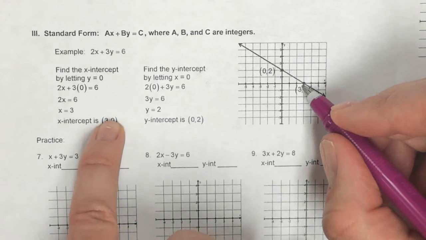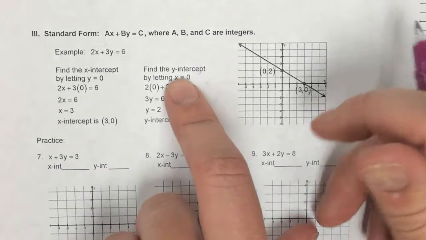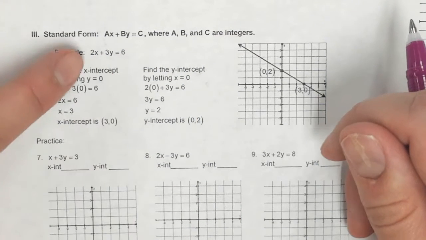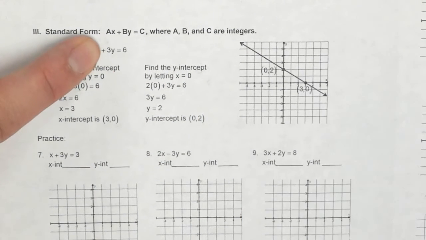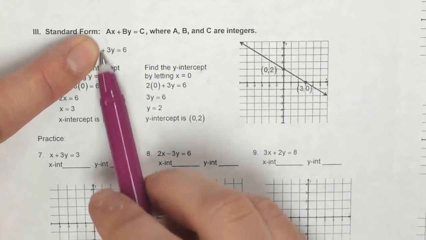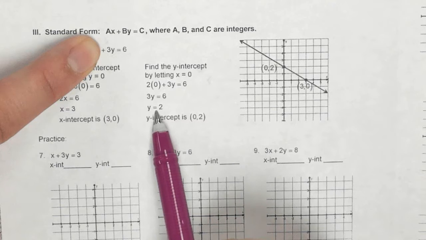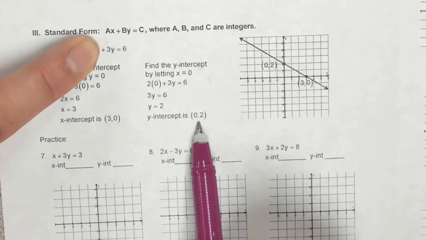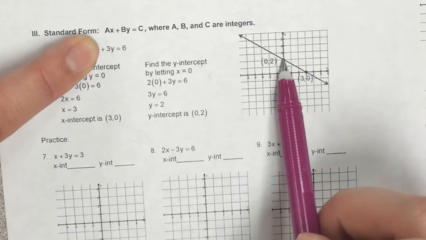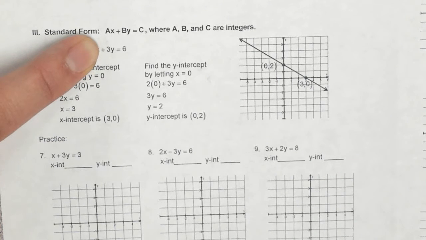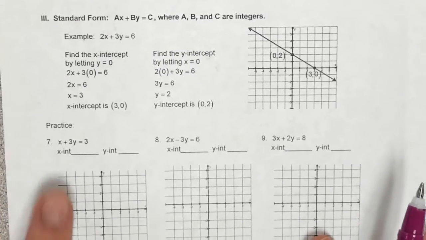And you can do the same for the y-intercept. The y-intercept is just where x equals 0. Well, plugging in 0 for x just pretty much makes the x term go away. And I'm looking at a positive 3, y equals 6. Divide by 3, what's y? 2. So our y-intercept is 0, 2. And then we have those. Take the ruler, draw a line. Okay? So I'll try that once with you with number 7.